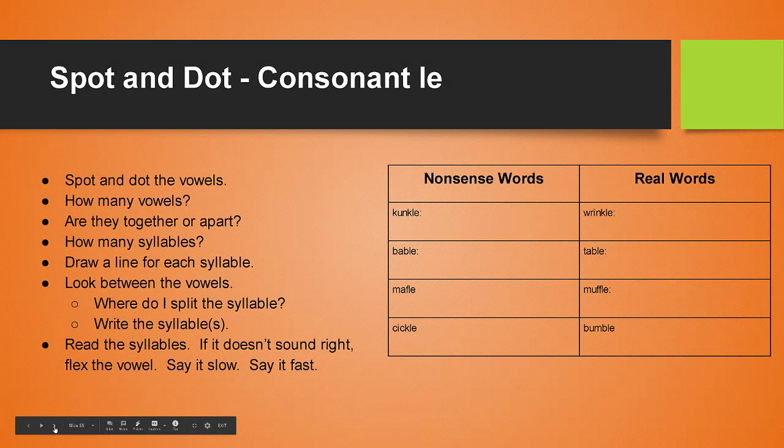And we are entering our last spot and dot section with consonant LE syllables. So again, this is your final chart of nonsense words and real words. And in the next video, you will see how we spot and dot consonant LE words. And again, on the left-hand side, remember those questions that you would ask your students or teach your students to ask, or that you would walk them through.